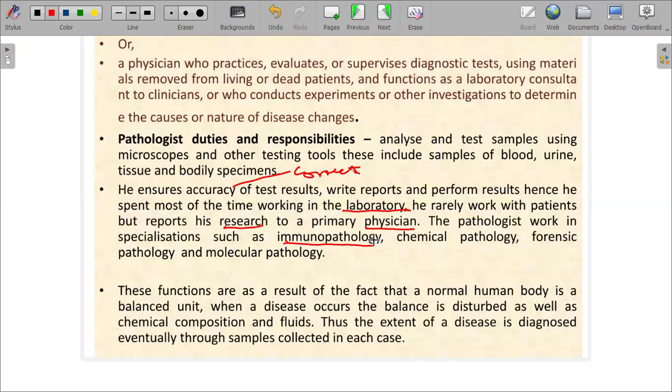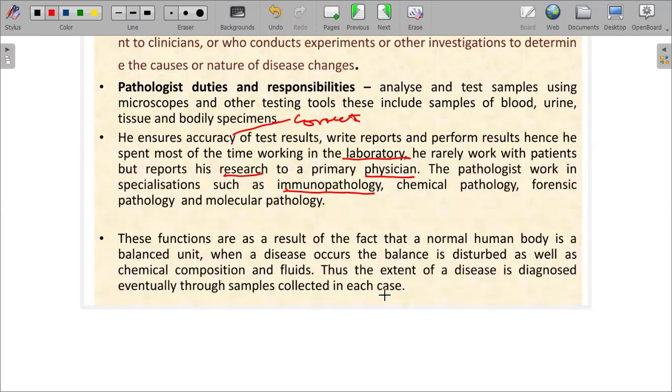And then he also looks at chemical pathology, understanding the deviations in the chemical composition of the body and the causes of those variations, as well as forensic pathology and molecular pathology. These functions exist because a normal human body is a balanced unit. In this discipline, you need to understand that when a disease occurs, the balance is disturbed, as well as the chemical composition and fluids.